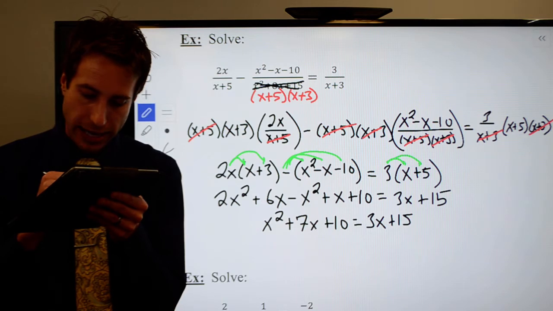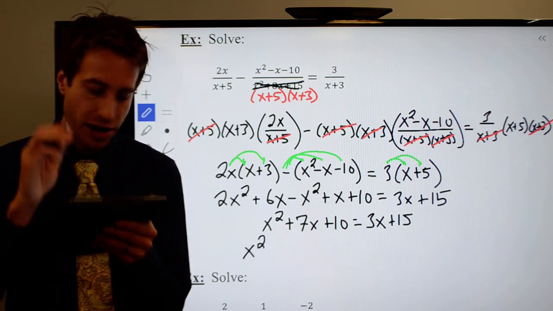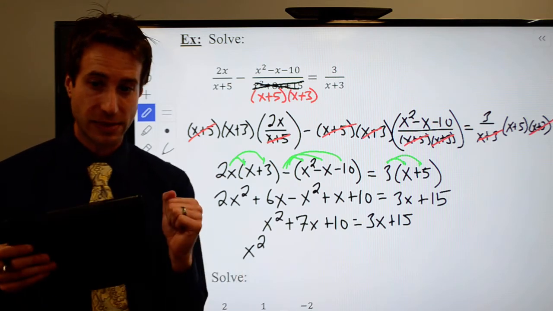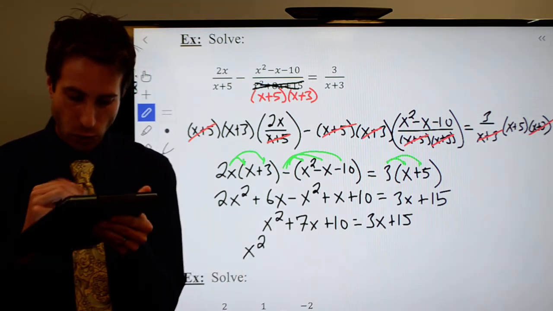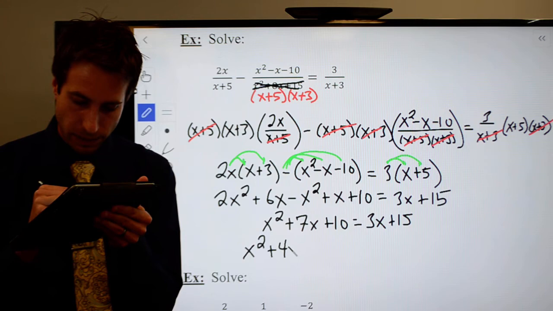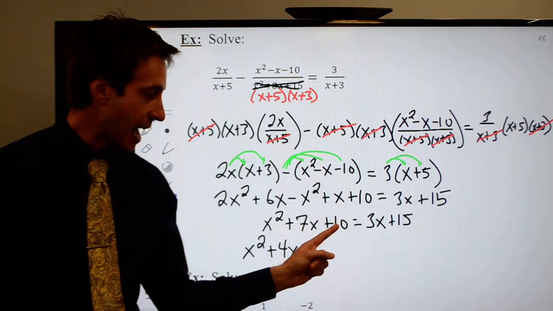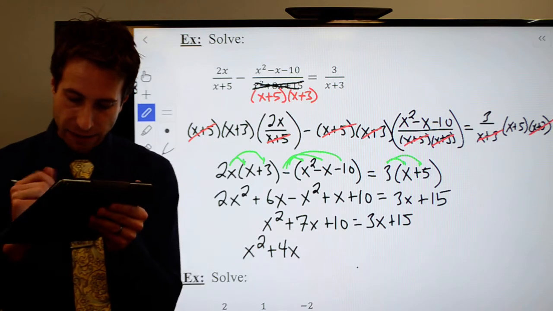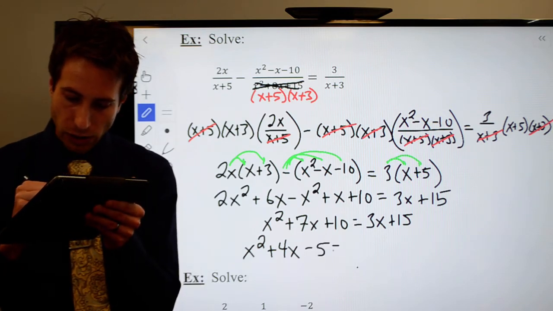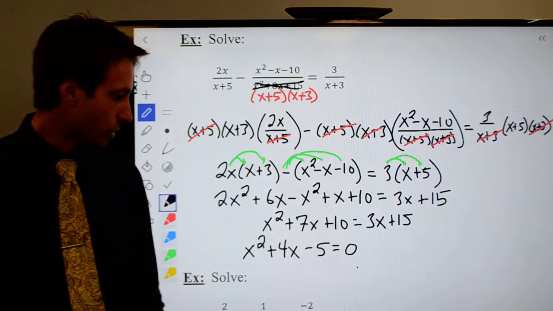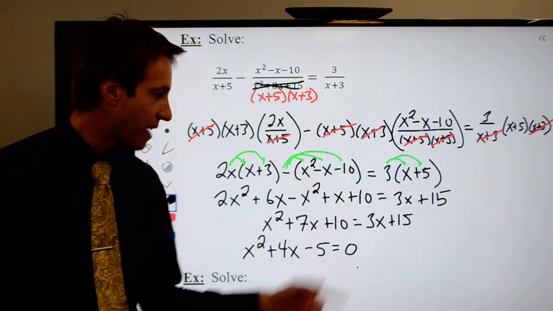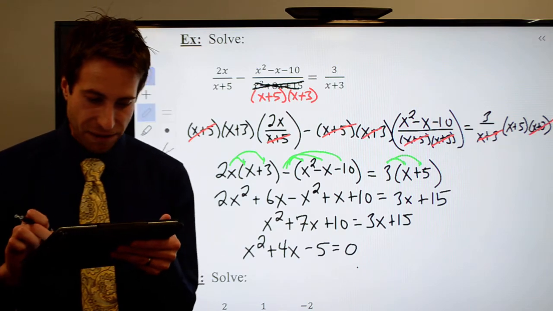Here we go. I wind up with x squared. Now, 7x minus 3x leaves me with 4x. And a plus 10 minus 15 leaves me with a minus 5. And it's all equal to 0. So here we go. I've got a quadratic. X squared plus 4x minus 5 equal to 0. We're going to need to factor this guy.